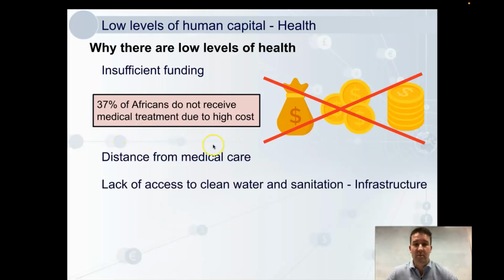Distance from medical care, like it was with schools, can be an issue. And this is a broader issue, but a lack of access to clean water and sanitation. So the lack of infrastructure can cause there to be a lack of health in the country.